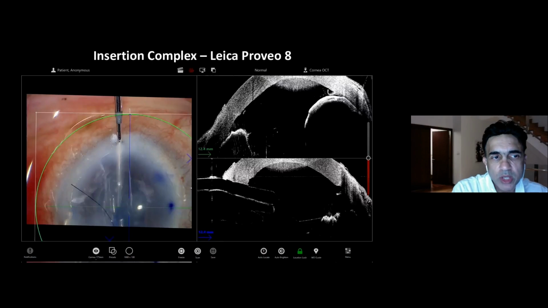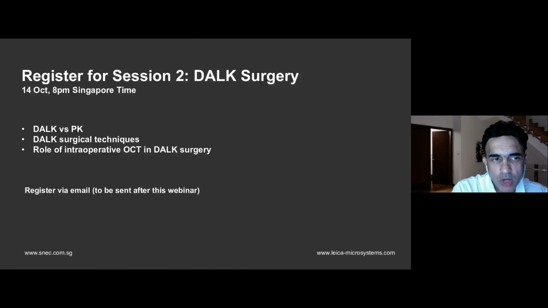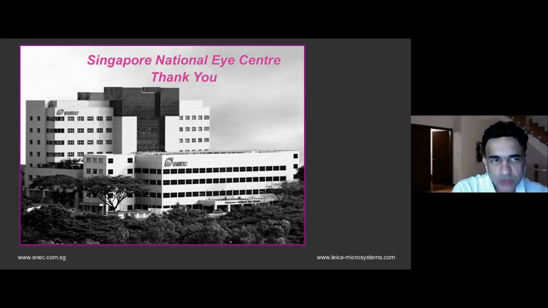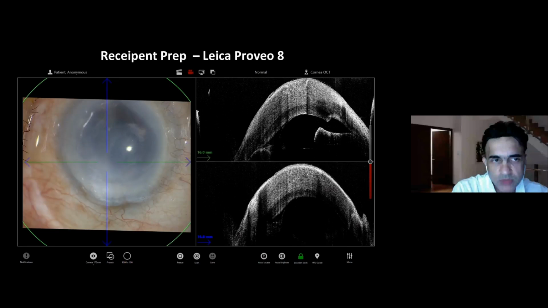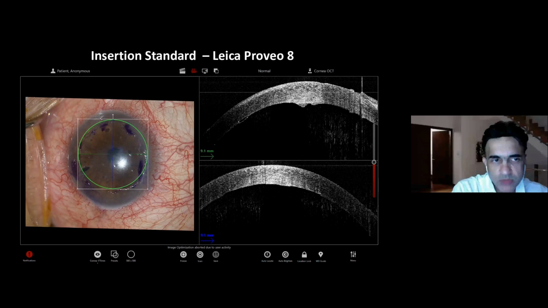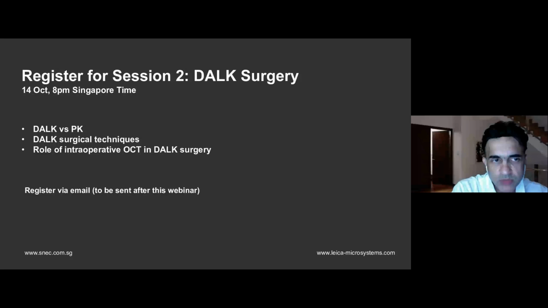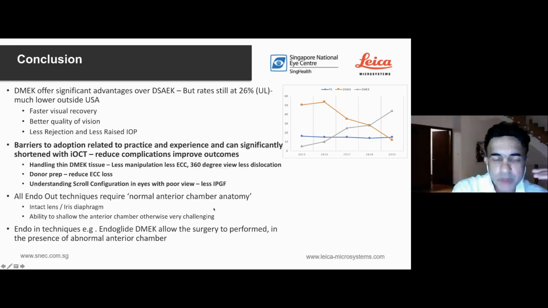And this is important because you will get higher rates of graft dislocation, bearing in mind you're dealing with very thin tissue inside the eye when you're doing your DMEK surgery itself. Obviously you're going to get used to doing that, and any extra information that can help you can reduce the manipulation inside the eye. You get 360-degree visualization, and less manipulation will equate to less dislocation post-operatively. The donor prep can be a little bit challenging.